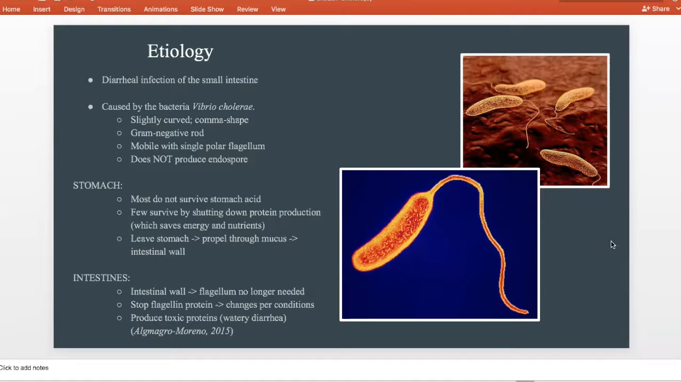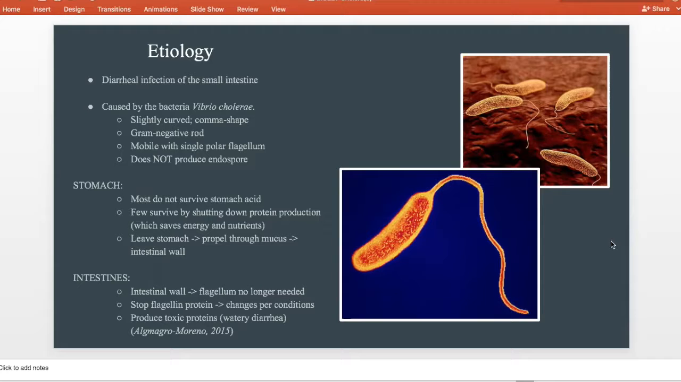The Vibrio bacteria have a slightly curved or comma shape. It's a gram-negative rod and is mobile thanks to a single polar flagellum. This bacterium does not produce endospores. After the patient consumes the bacteria by mouth, most bacteria don't survive the acidic conditions of the stomach. A few bacteria are able to survive by shutting down protein production. This saves energy and nutrients.